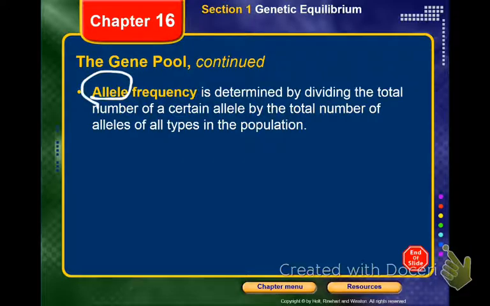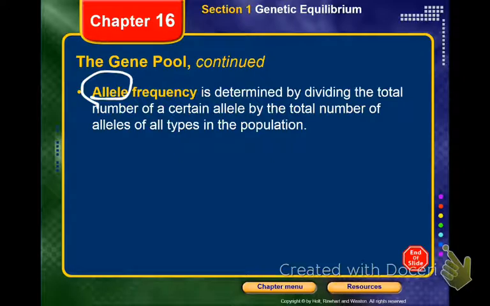Okay, an allele is just a version of a trait. And frequency is going to mean how often you see that trait. So your allele frequency is going to be how often you see a certain trait in a population.